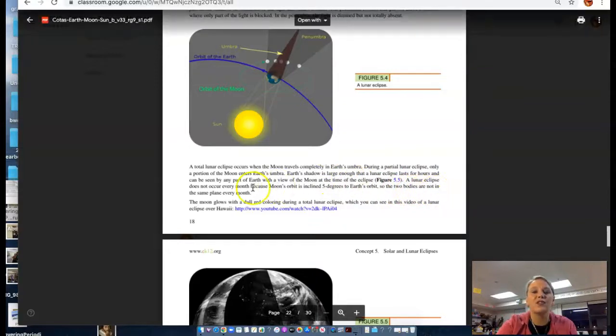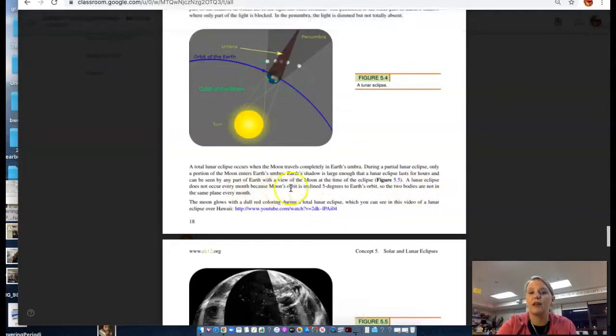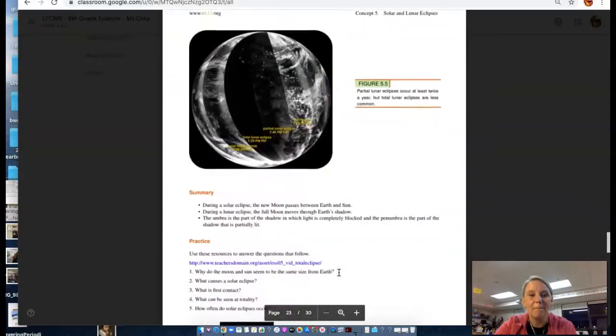A lunar eclipse does not occur every month because, again, the moon's orbit is inclined a little bit. It's inclined about 5 degrees to Earth's. If it was right on the same line, we would have a lunar eclipse and a solar eclipse every month. That would be really cool, but again, it wouldn't be so unique, right?